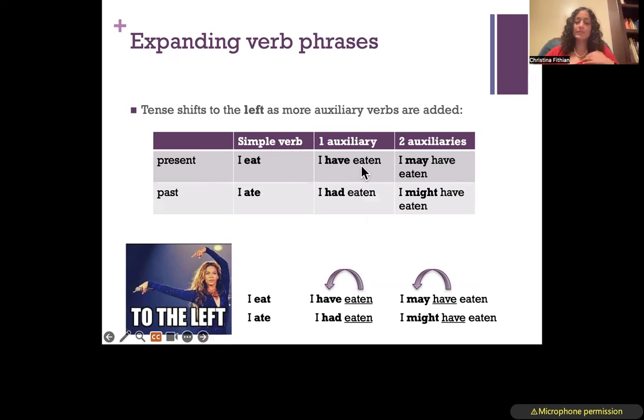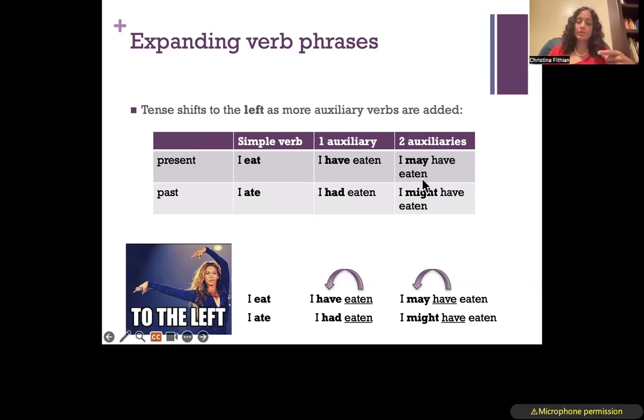Okay, and now let's say we add an auxiliary. I have eaten. Well, what you'll notice is if we want to change the tense of that, now we don't change eat. Eat stays the same, it's frozen. But we do change the tense of the auxiliary verb. So we get I have eaten or I had eaten. So we're changing the tense. We see the tense moved from eat and it moved on to auxiliary have when we added that.